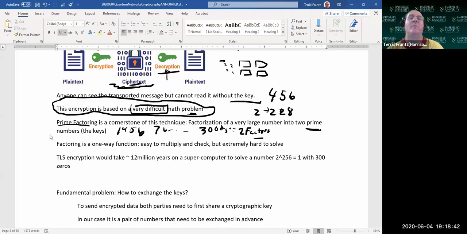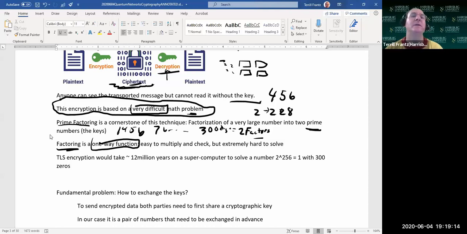The ability to figure out these two prime numbers is oftentimes left to guesswork. Now there are some techniques to reduce the amount of guesswork necessary in figuring out the two prime numbers, but still the computers are not able to do it in any reasonable amount of time. So basically factoring is considered a one-way function.